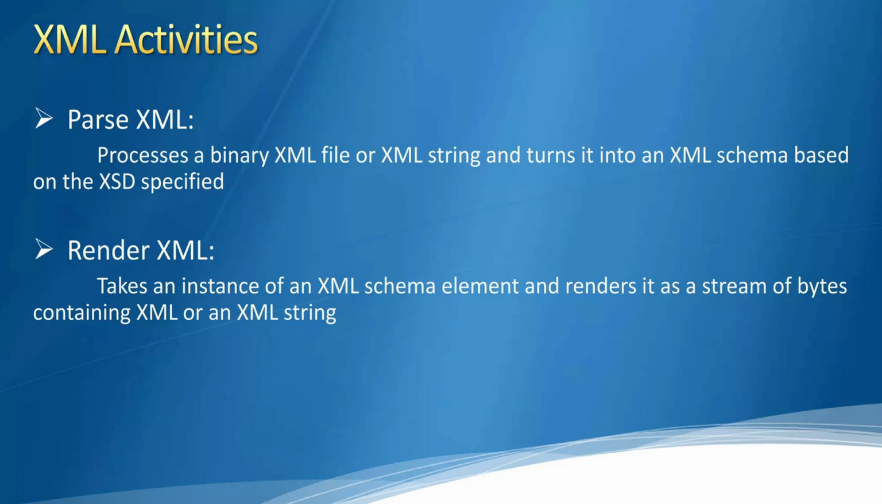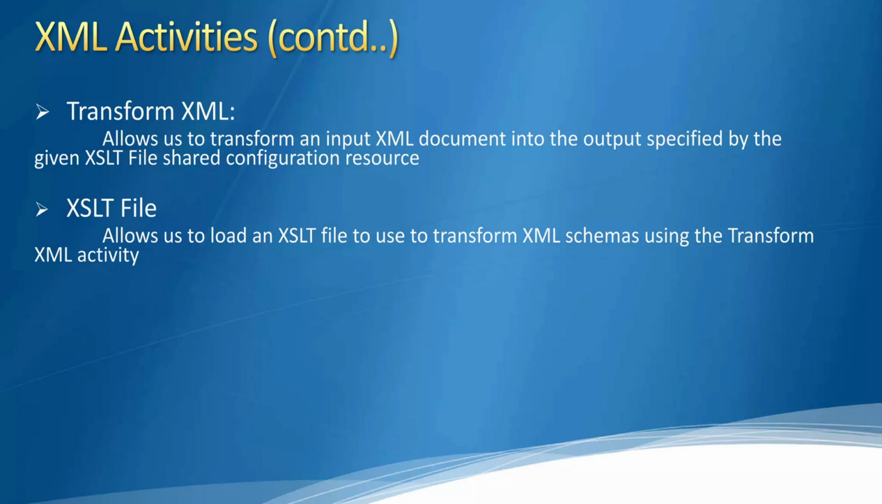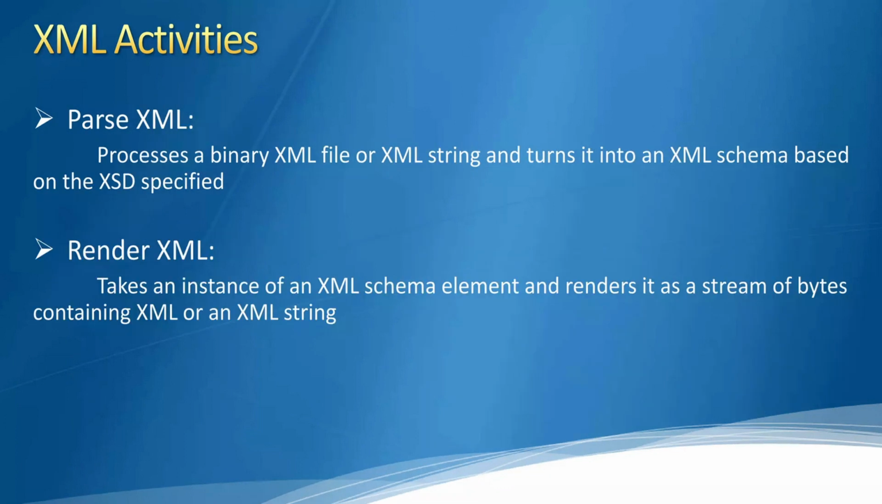XML activities consist of a few activities, which are parse XML. This parse XML processes a binary XML file or a string file and turns it into an XML schema based on the XSD which is specified. The next is render XML.